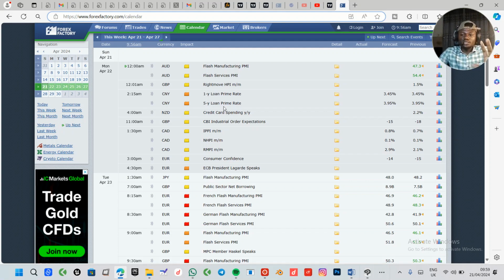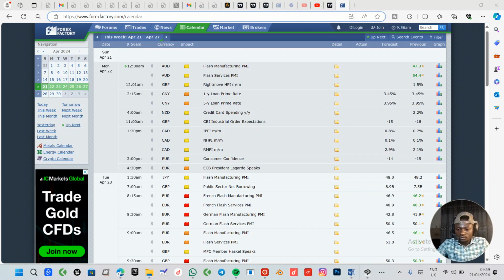Okay, so simply how to navigate through it, you can look at this place. Let me take this down so that you see it clearly. All right, so can you see that? Up here we have the graph, the graphical representation. You don't really need this. Here we have previous, forecast, actual, then detail, impact, currency, time, and date. So: date, time, currency, impact, detail, actual, forecast, previous, graph.